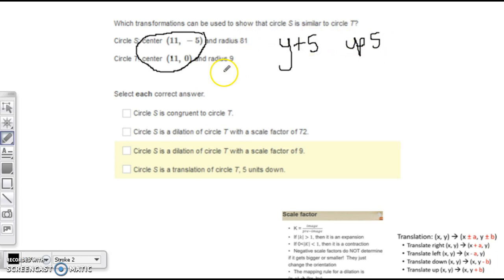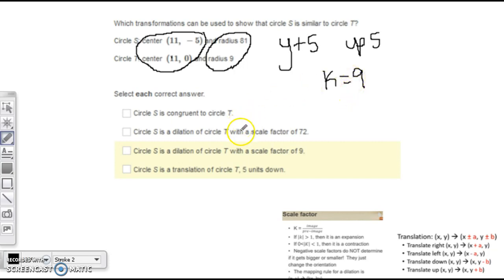And then let's check out the radius. The radius went from 9 to 81. So we're making it 9 times bigger. So our scale factor is going to be 9.